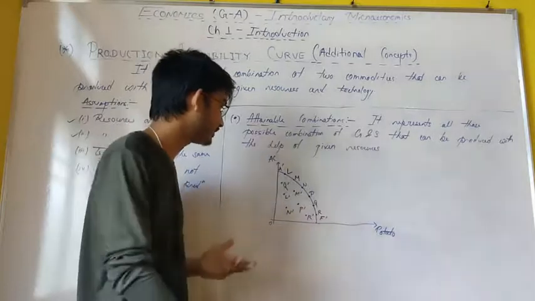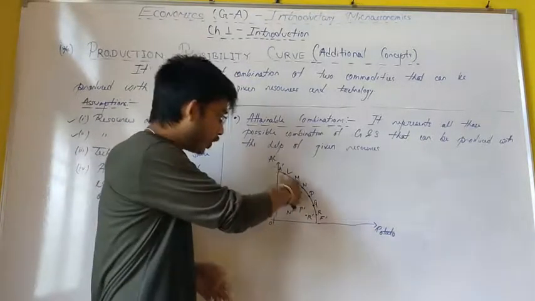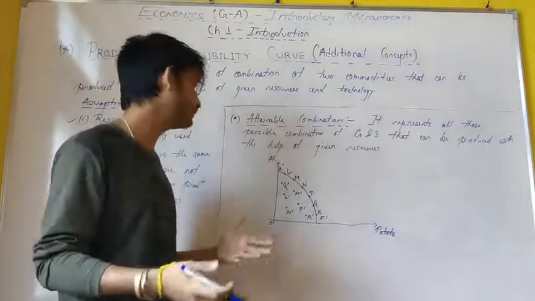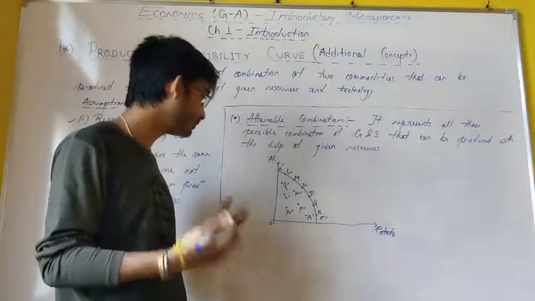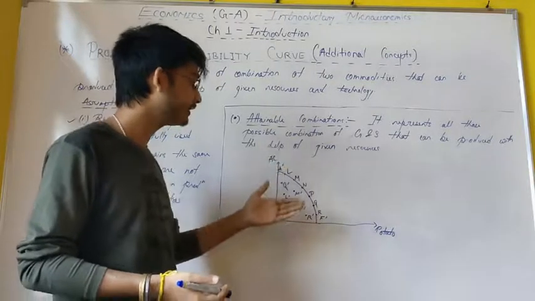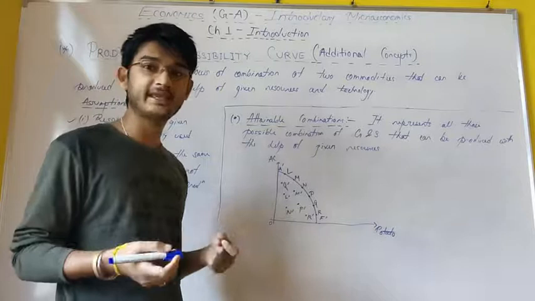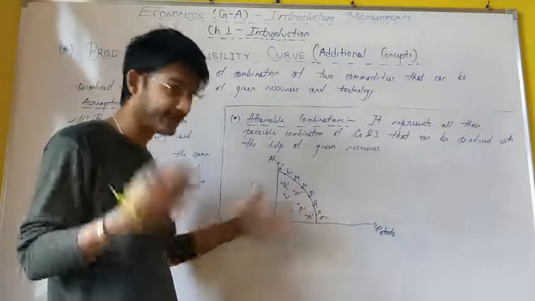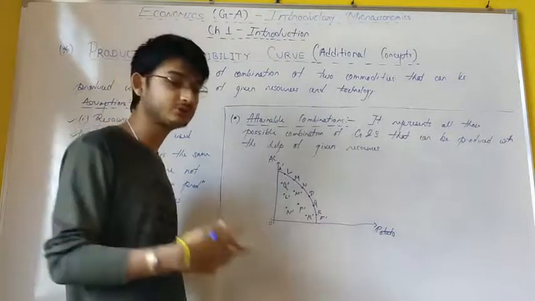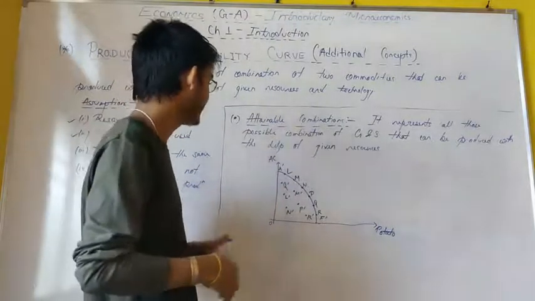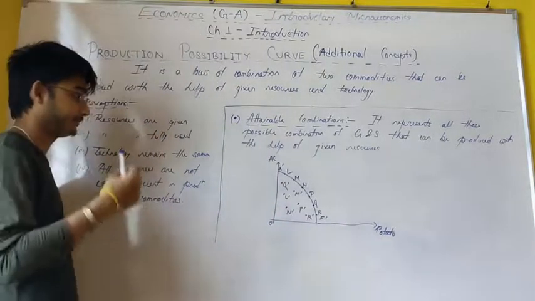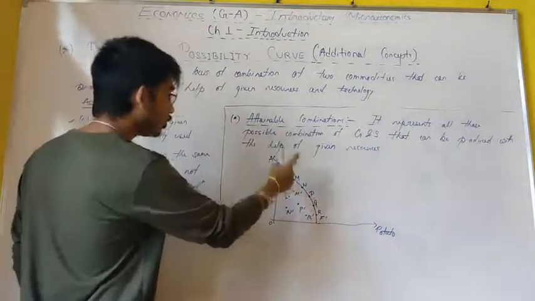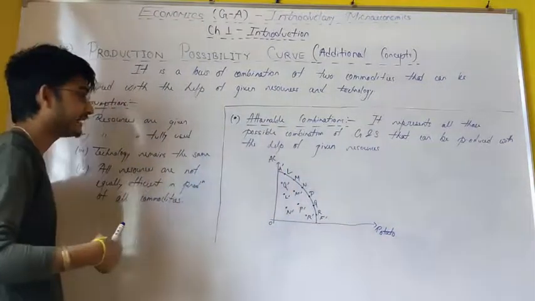So at this situation, what will happen? We will produce on the PPC, and this is the best possible level of production that an economy wants to achieve, that is to produce on the PPC, because we do not want any wastage of our resource. Hence, we want to produce at the fullest capacity so that the resources don't get wasted. So the core of production possibility curve is to produce on the PPC, not inside the PPC.